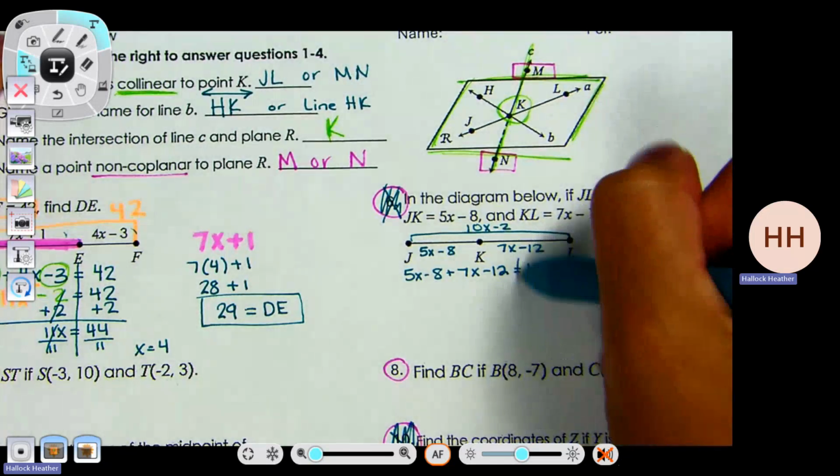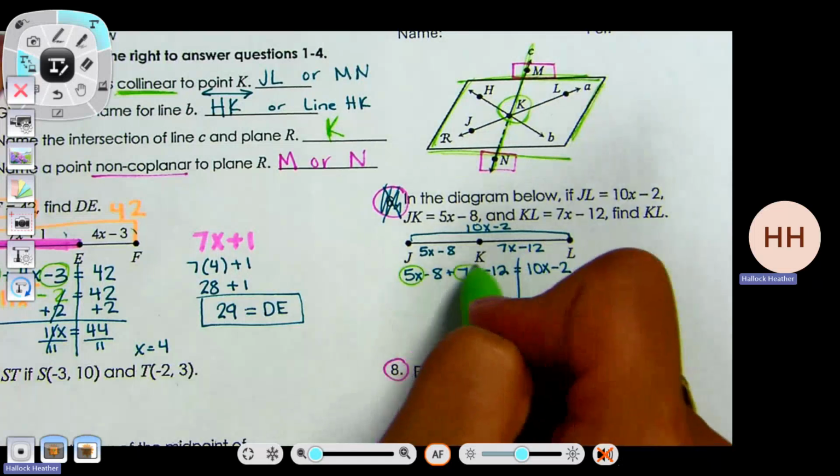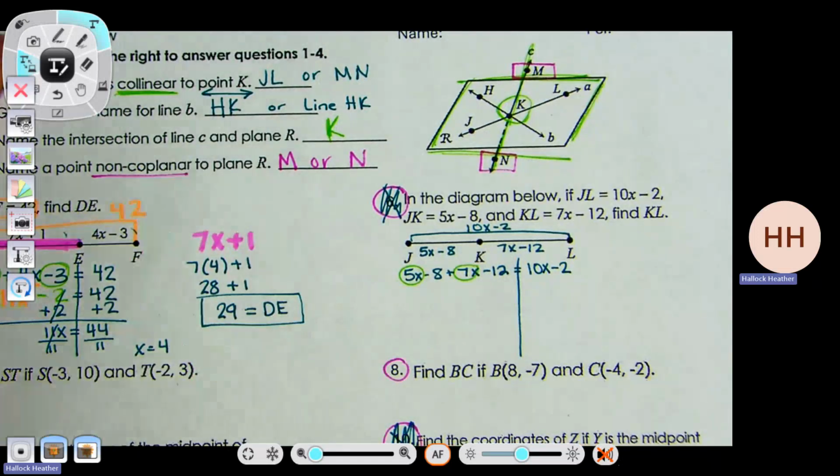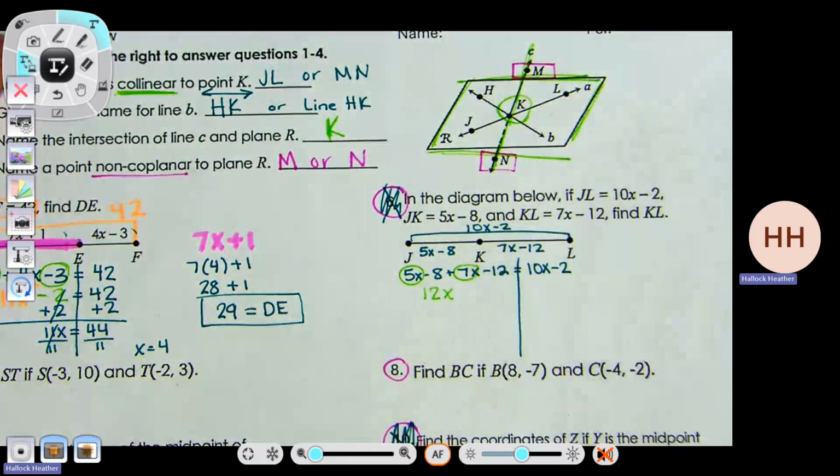I'm going to start by combining like terms. So if I add my x's over here, 5 and 7 come together. They add to make 12x. I'm going to do the same thing with my numbers.